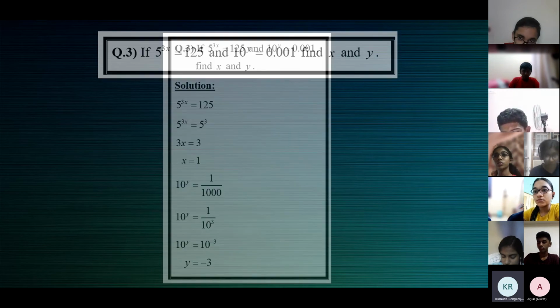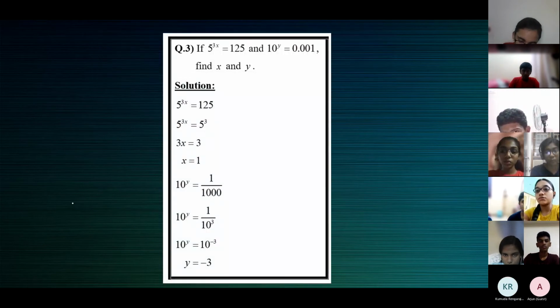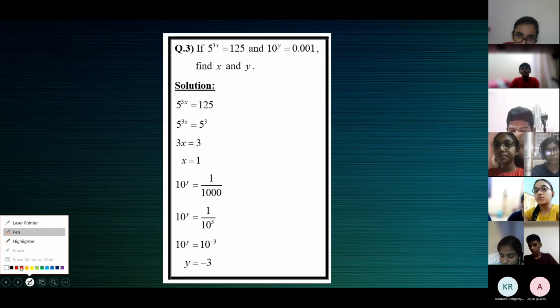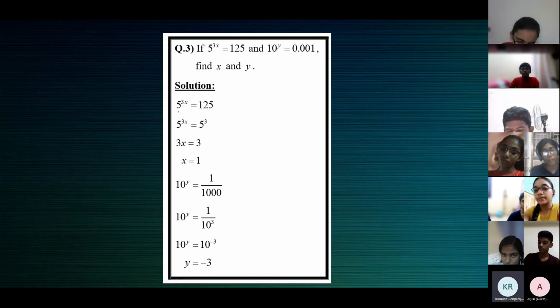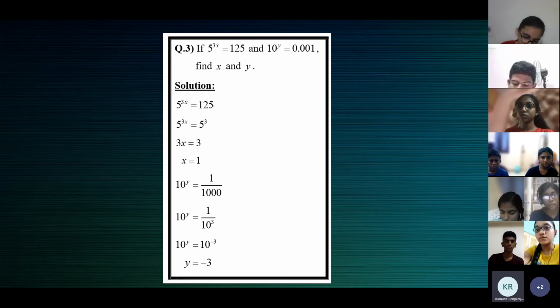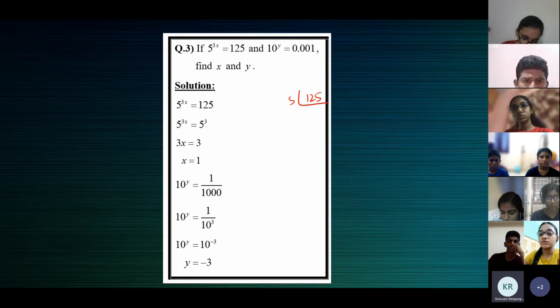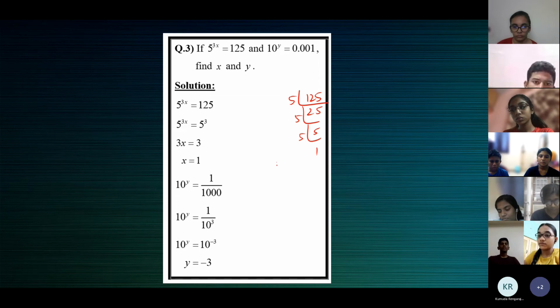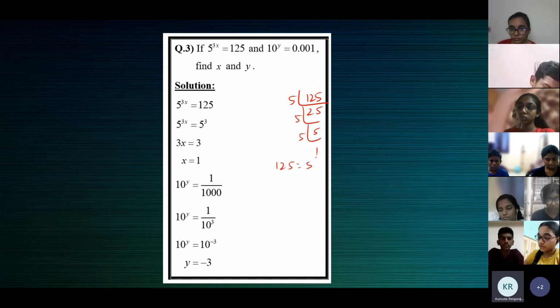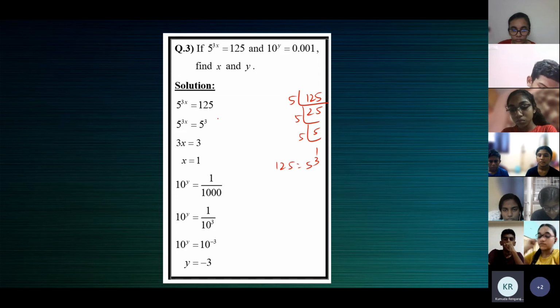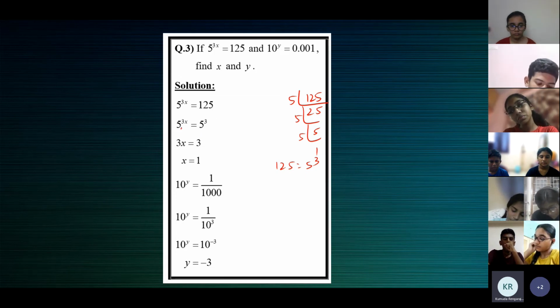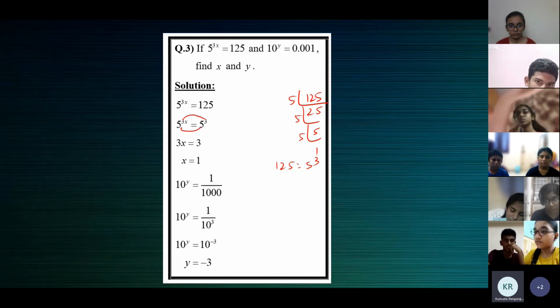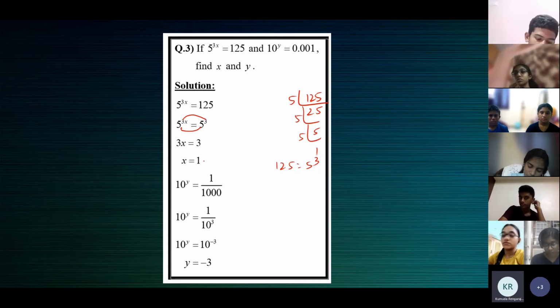So this is again very simple. So see here. We are given that 5 to the power 3x is equal to 125. 125 can be written as 5 to the power 3. So 5 to the power 3x is equal to 5 to the power 3. Again, bases are the same on both sides. So equating the powers, 3x is equal to 3. x is equal to 3 by 3, which is 1. So find the value of x. x is equal to 1.